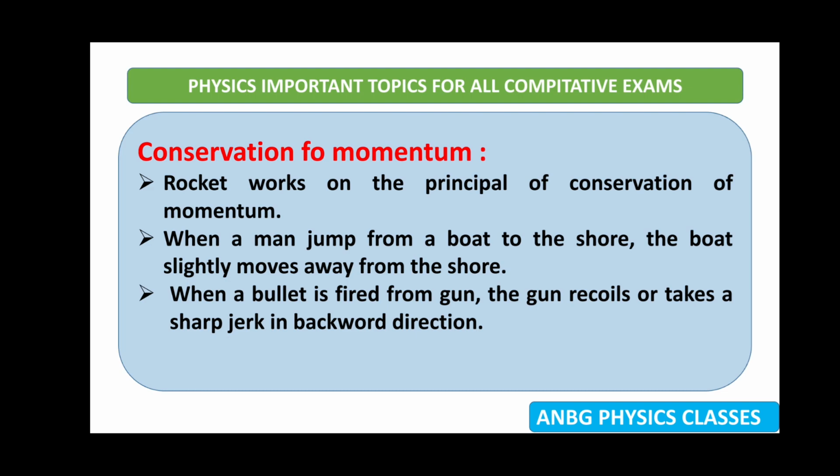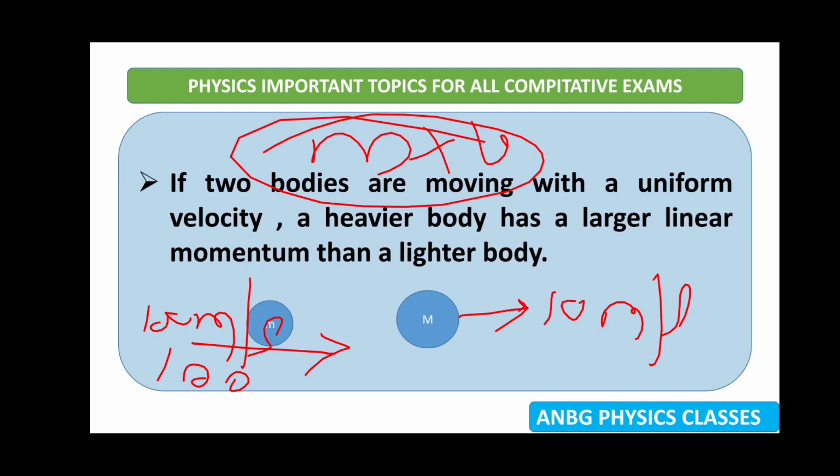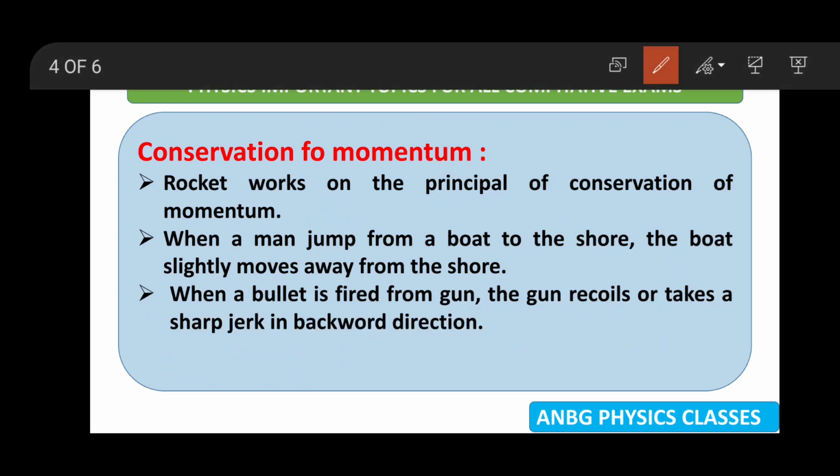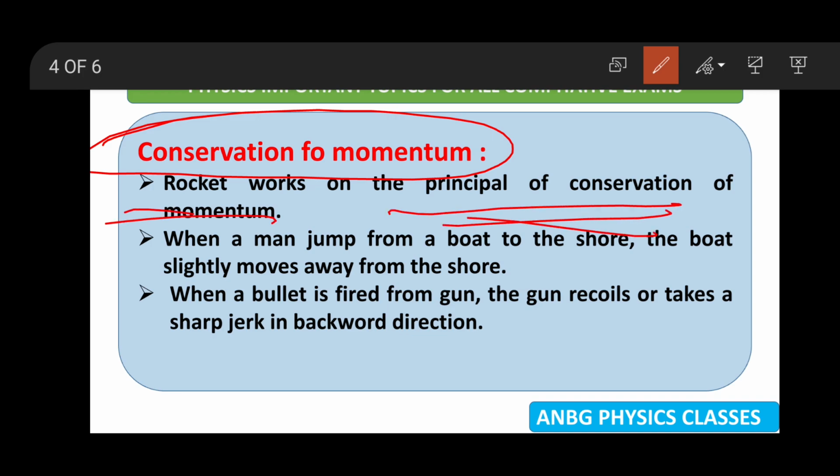Now we'll go with some examples. Here they have given conservation of momentum. What is the conservation of momentum? Conservation of momentum means we can neither create nor destroy the momentum of the object. First one, a rocket works on the principle of conservation of momentum. Dear friends, remember this, because in previous exams this has been asked many times. Rockets work on the principle of, this is the question, and they will give four options. Principle of conservation of momentum is the answer for this.